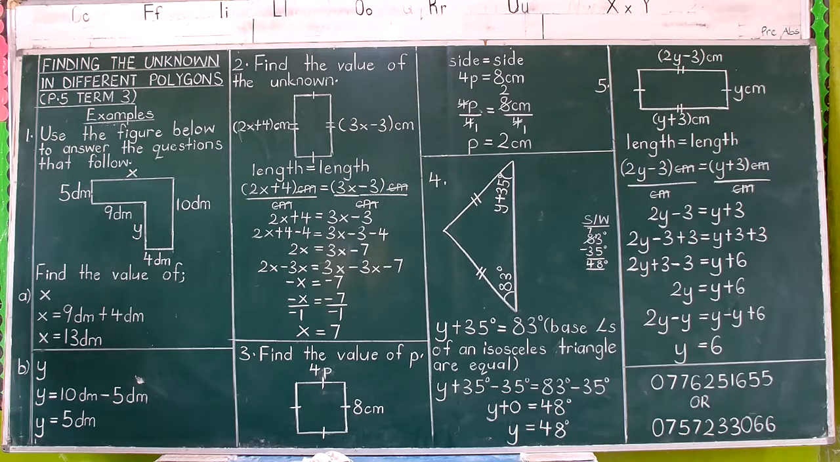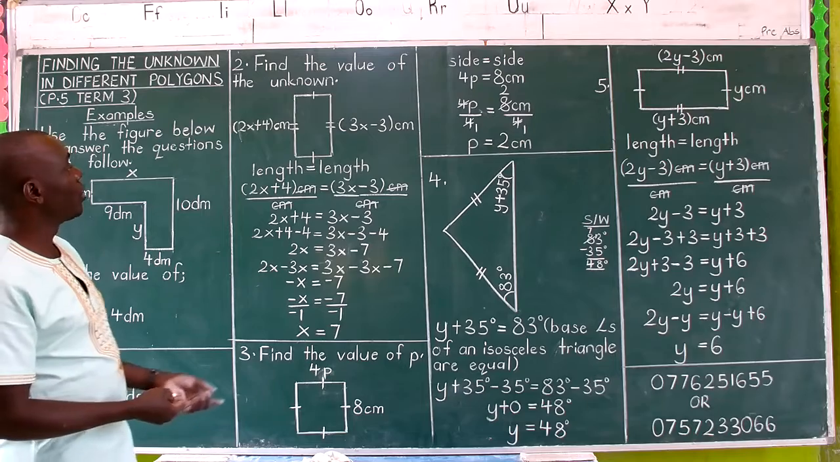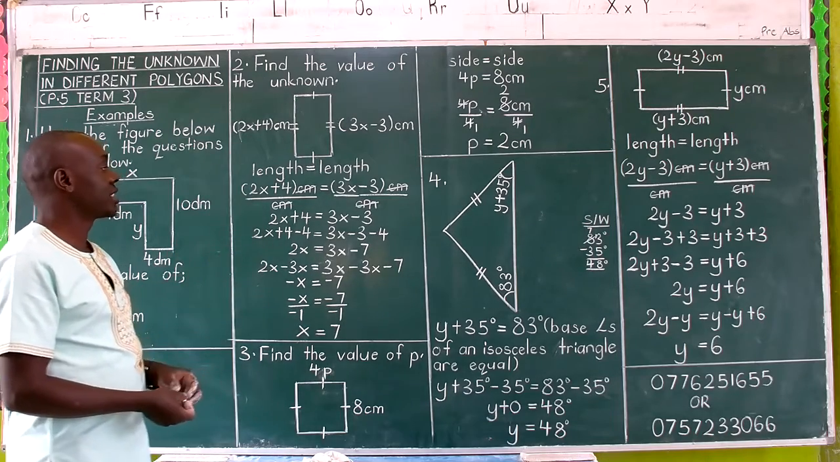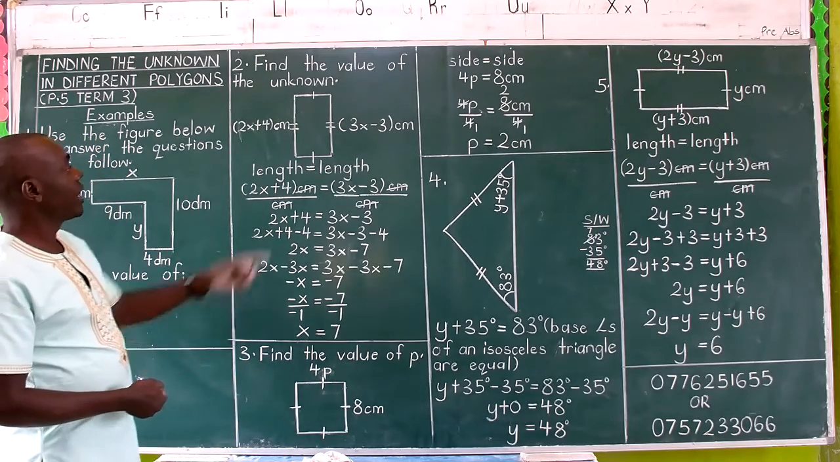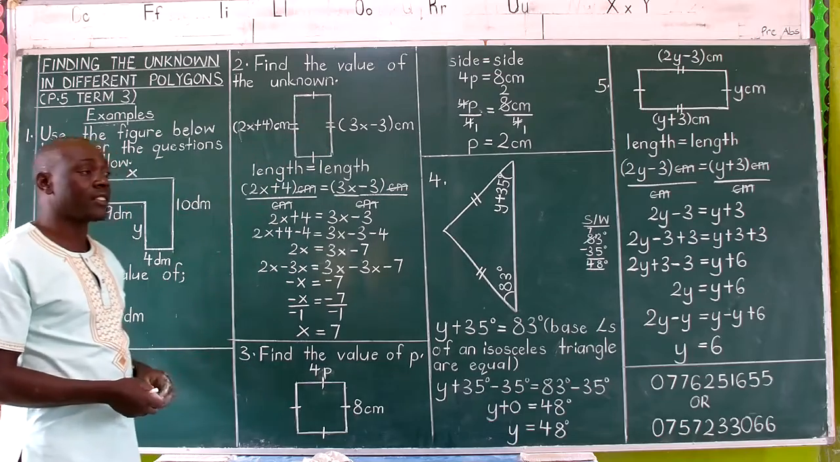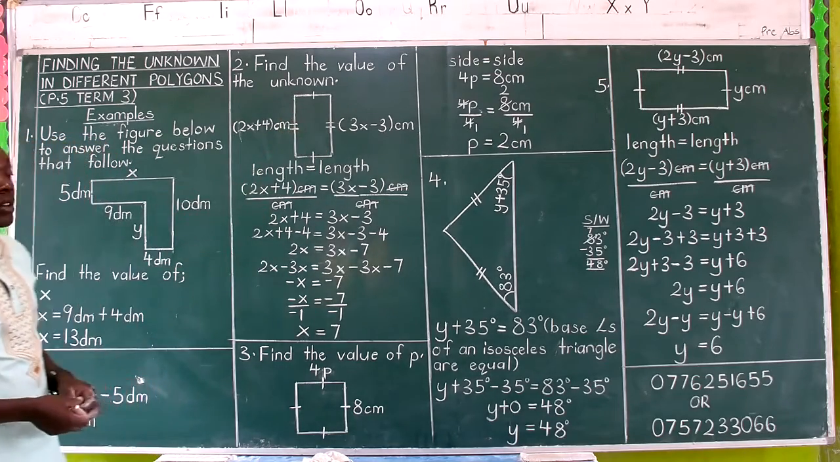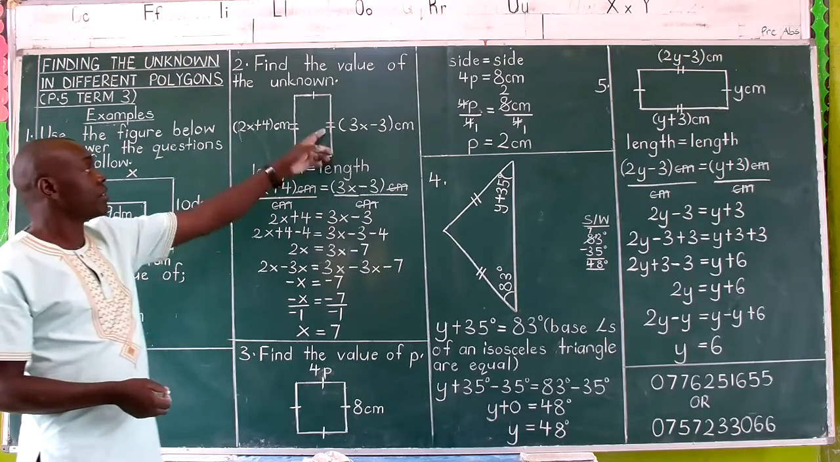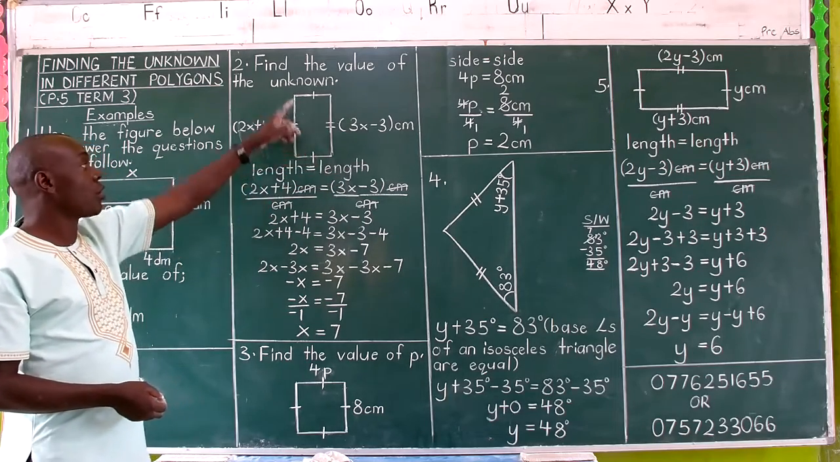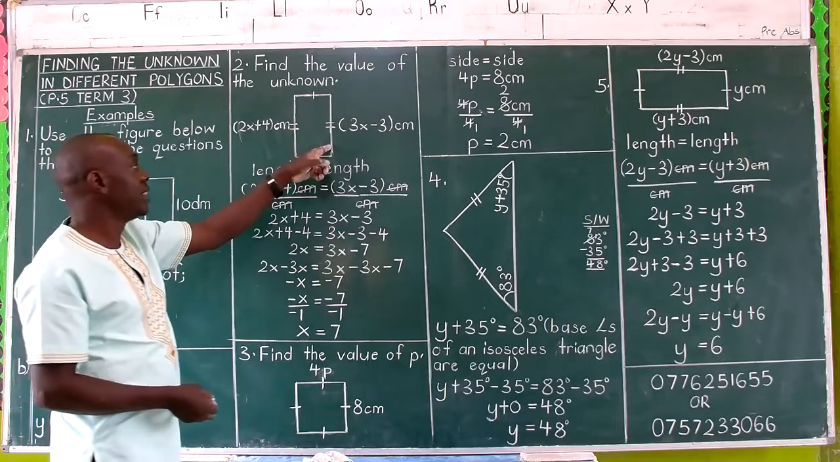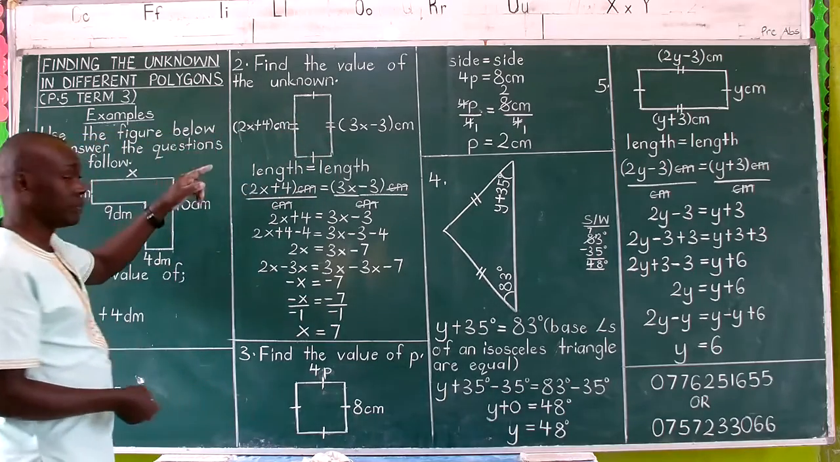So that's how we find the unknowns for this hexagon, the one we call a combined figure. And now we go to example number 2. Find the value of the unknown, which unknown is x. Find the value of x. They have drawn a standing rectangle. This shape is a 4-sided polygon called a quadrilateral with 2 opposite sides equal. So we call this one length, this is also length. Those 2 lengths are equal.